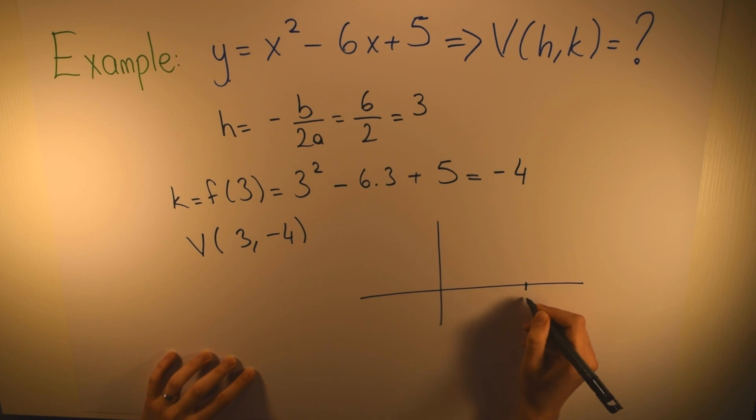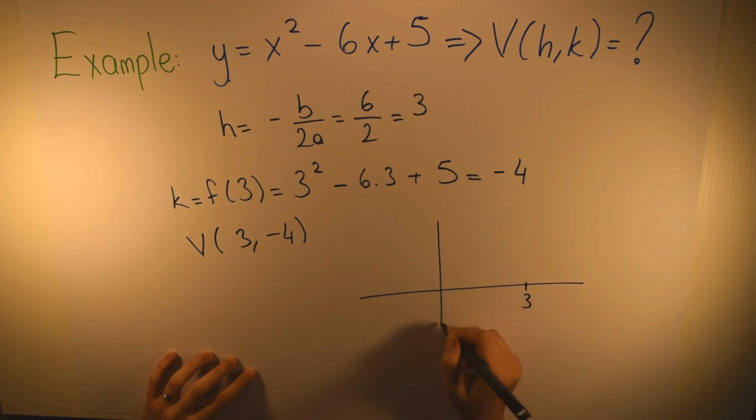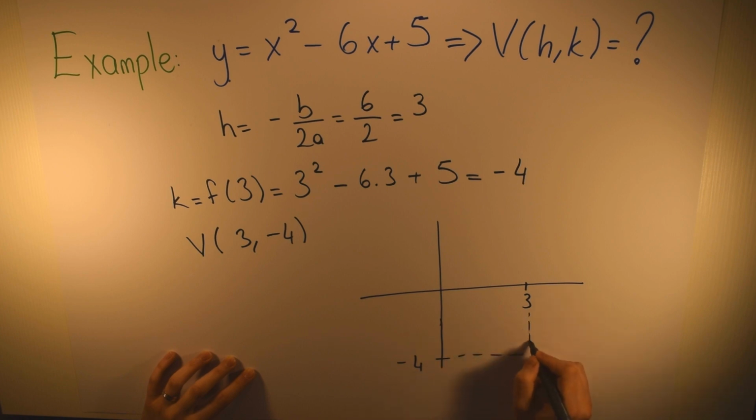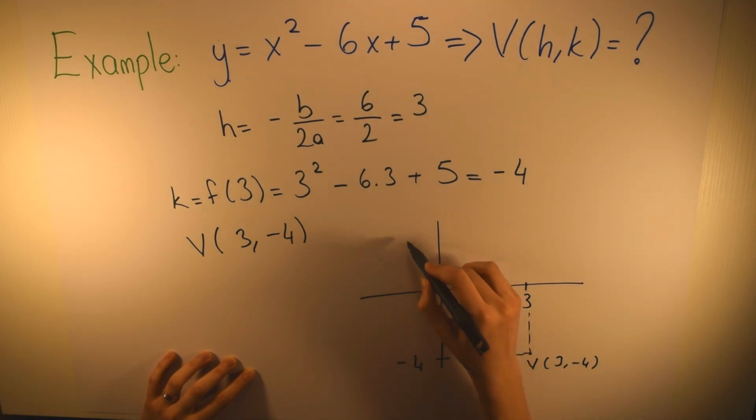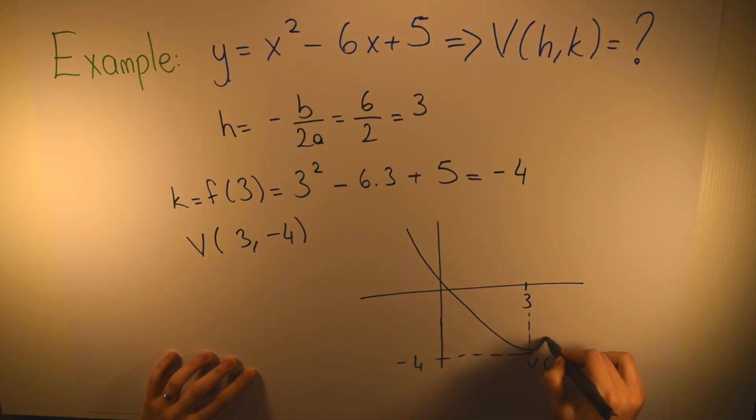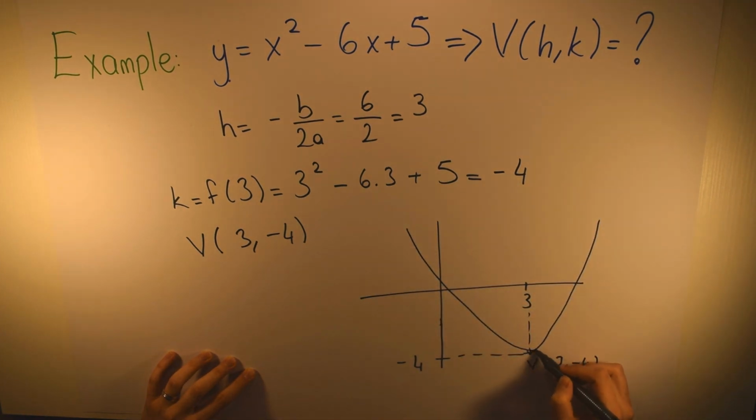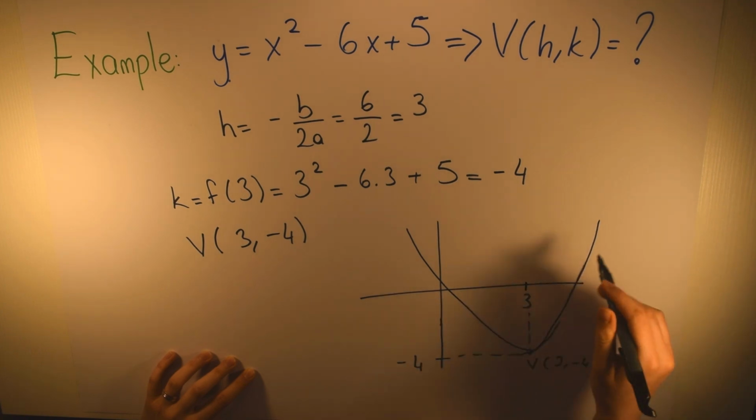Let's say this is our h, which is equal to 3, and this is our k, which is equal to minus 4. Okay, so here is your vertex point. It's 3 and minus 4, and your parabola would be something like this. Sorry, I couldn't make it very well, but it's something like this.